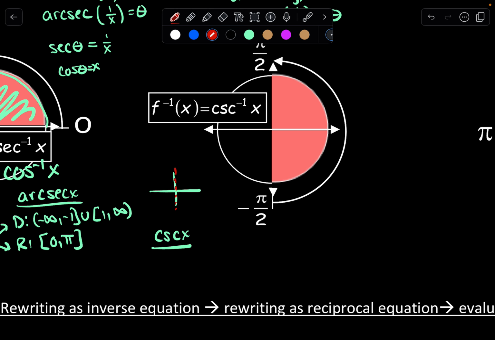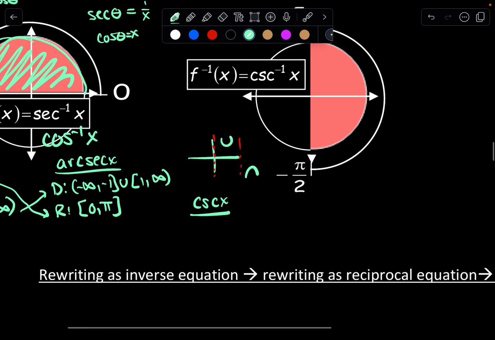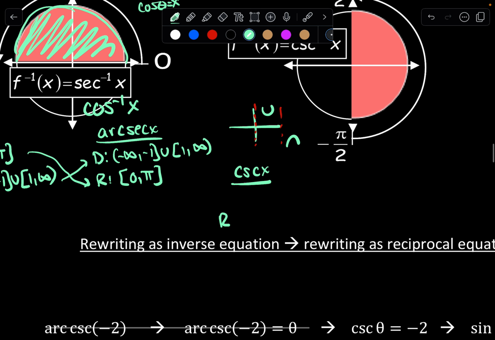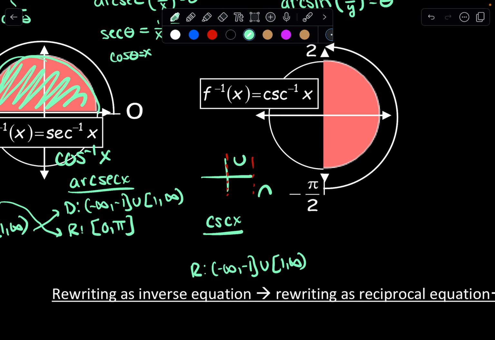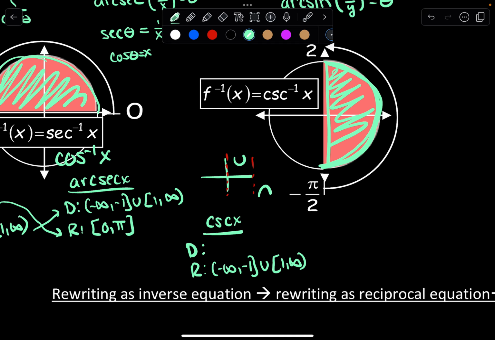Cosecant has a vertical asymptote on the y-axis, and then the curves exist like such, okay? So the range for cosecant is the same as secant. It's from negative infinity to negative 1, union 1 to infinity. And if we take a look at the diagram, it also has the same restriction as arc sine. So this is the range for arc cosecant. Therefore, it is the domain for cosecant.